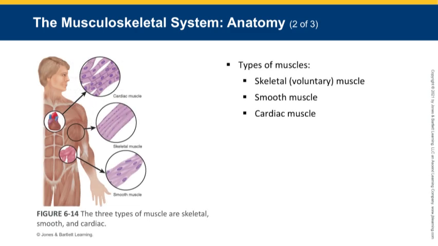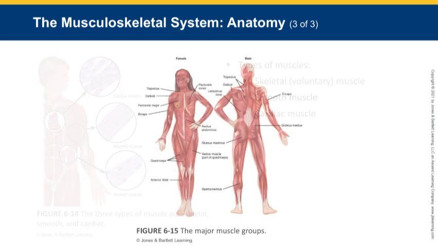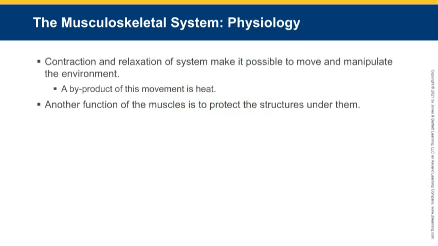Here are the three types of muscle: skeletal, smooth, and cardiac. Here are the major muscle groups in the body. Muscle contraction and relaxation enable movement and generate heat, while also protecting underlying structures.